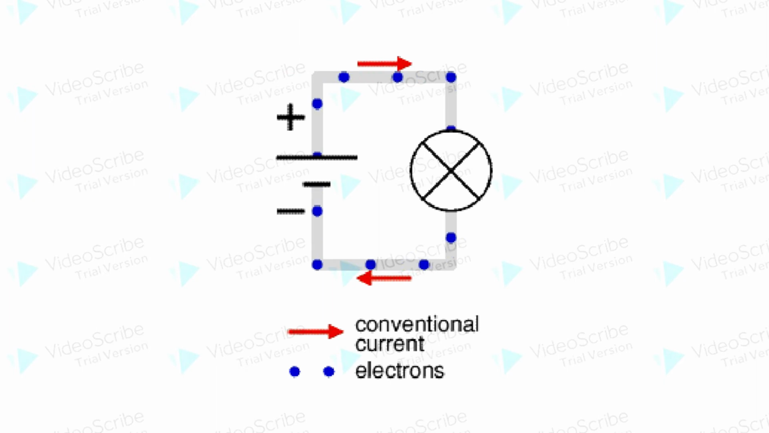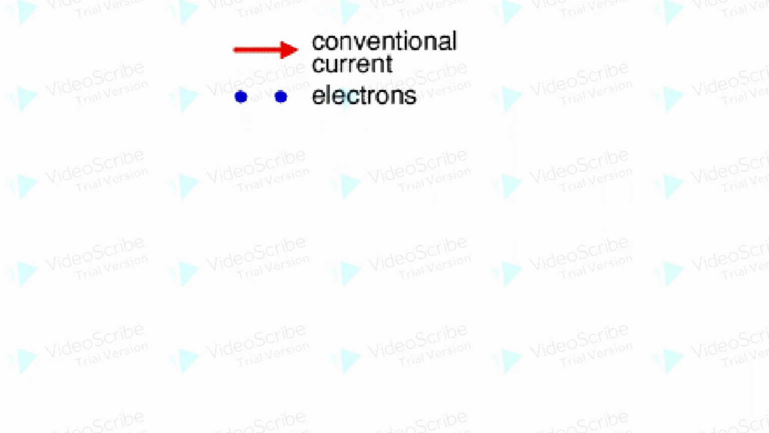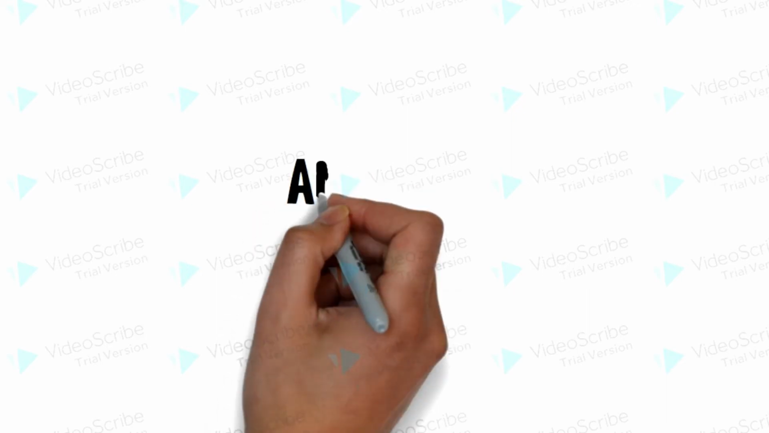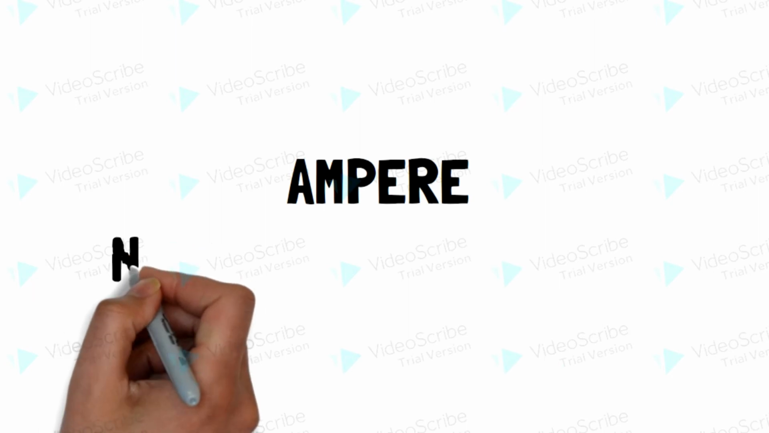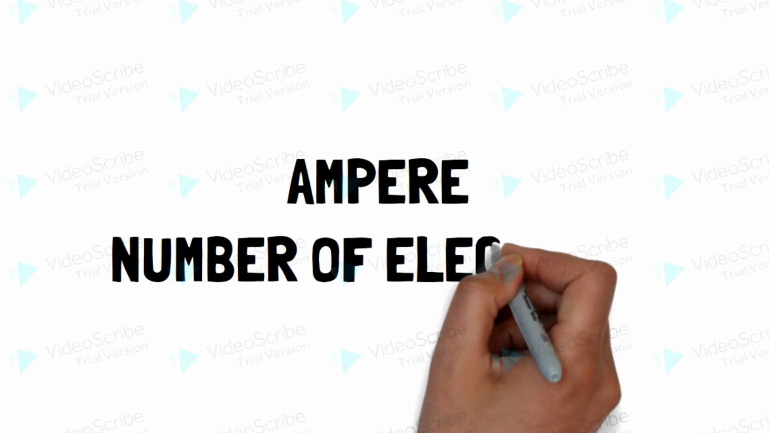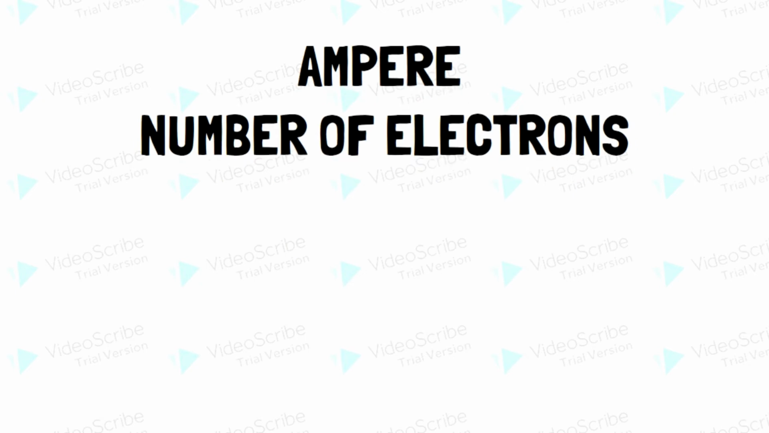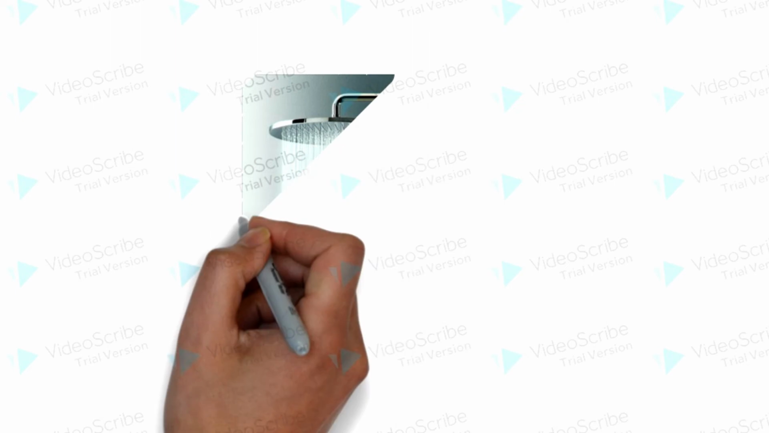Now consider another circuit. If you see in this circuit, fewer electrons flow, it means the value of ampere is very low. So the high or low value of the ampere depends upon the electrons. The number of electrons is called the ampere. Now recall your concept: the volt is the pressure of the current and the ampere is the number of electrons.